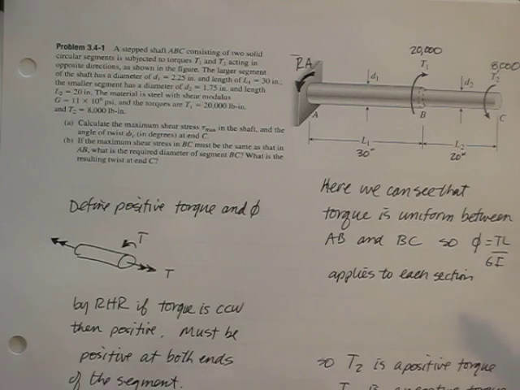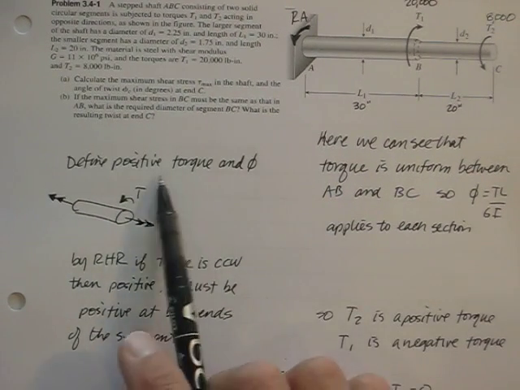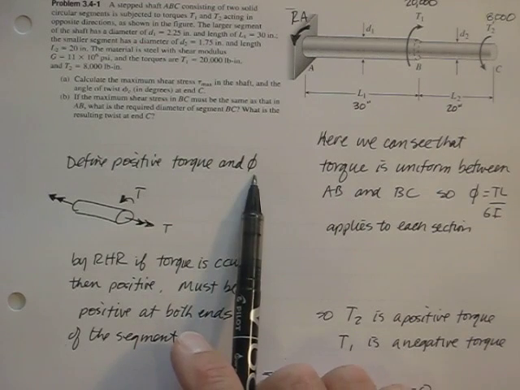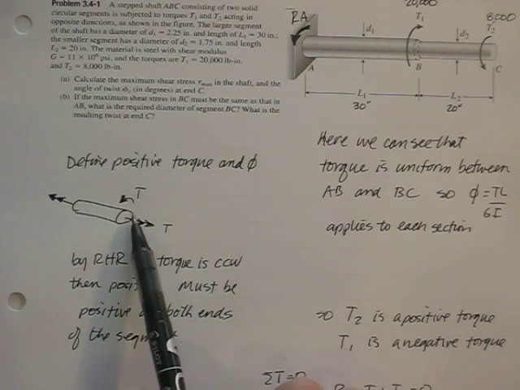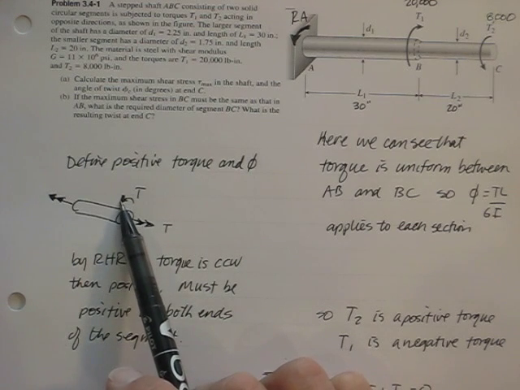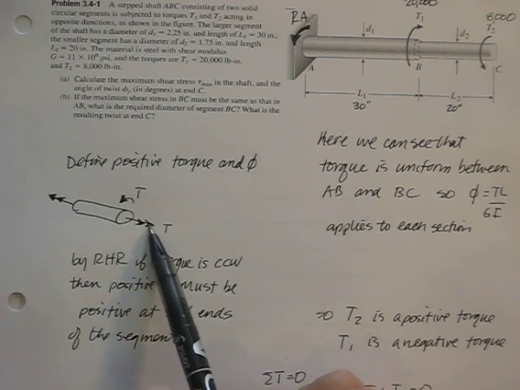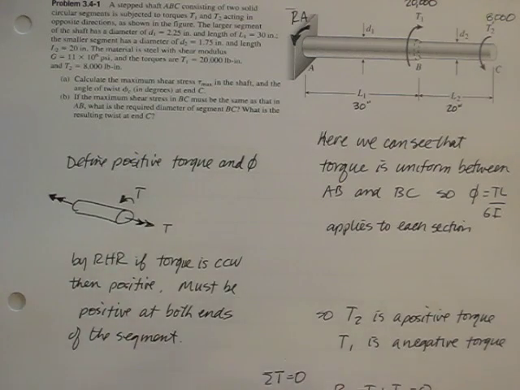All right, so let's define what is positive. Positive torque and phi occur together. In other words, a positive torque causes a positive phi. Now positive is defined by the right-hand rule. You can see my little curly arrow here, my little torsion sign. If it's going in this direction, which is clockwise as you're looking at the bar on this end, then it causes a torque in this direction. So that's by the right-hand rule.